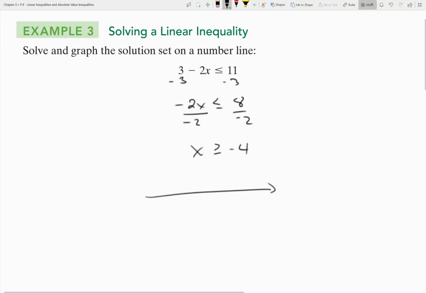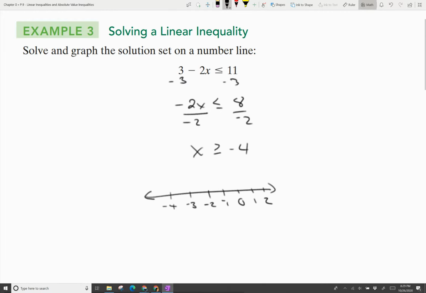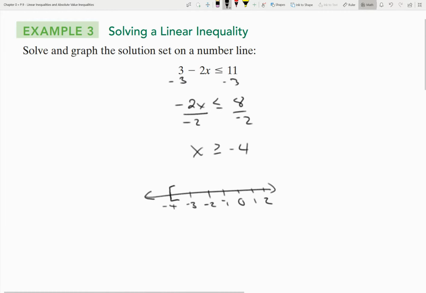To graph, we simply make a number line. -4, -3, -2, -1, 0, 1, 2. Can make it as small or as big as you like. And we say that x is greater than or equal to -4, which means we're going to use a square bracket. And my number line looks like that. In interval notation, my interval is from -4 to infinity.